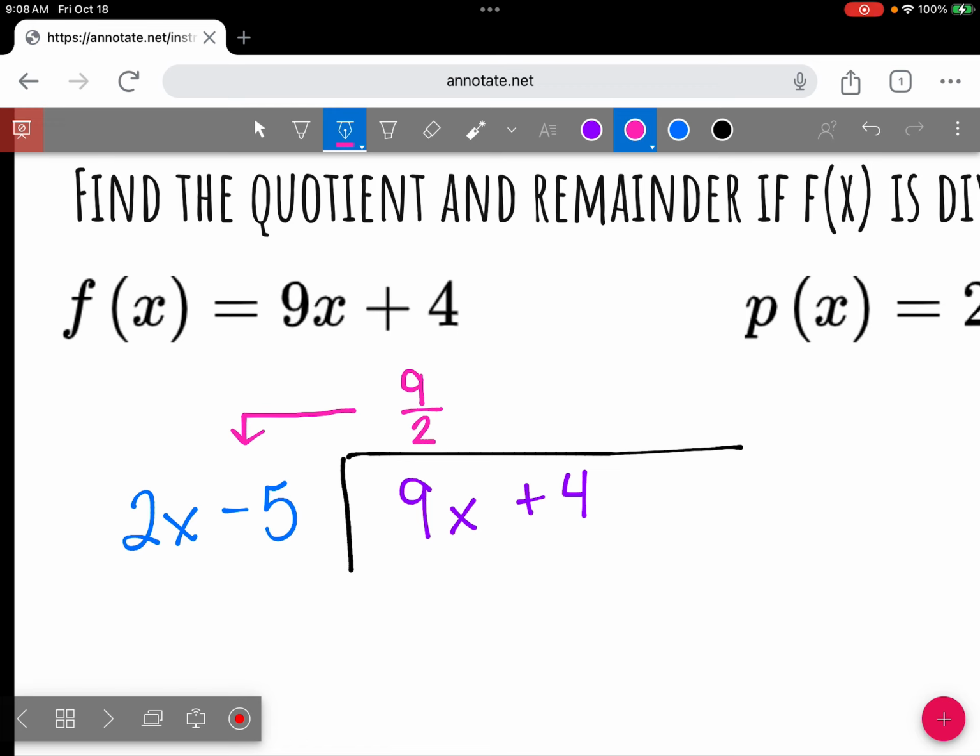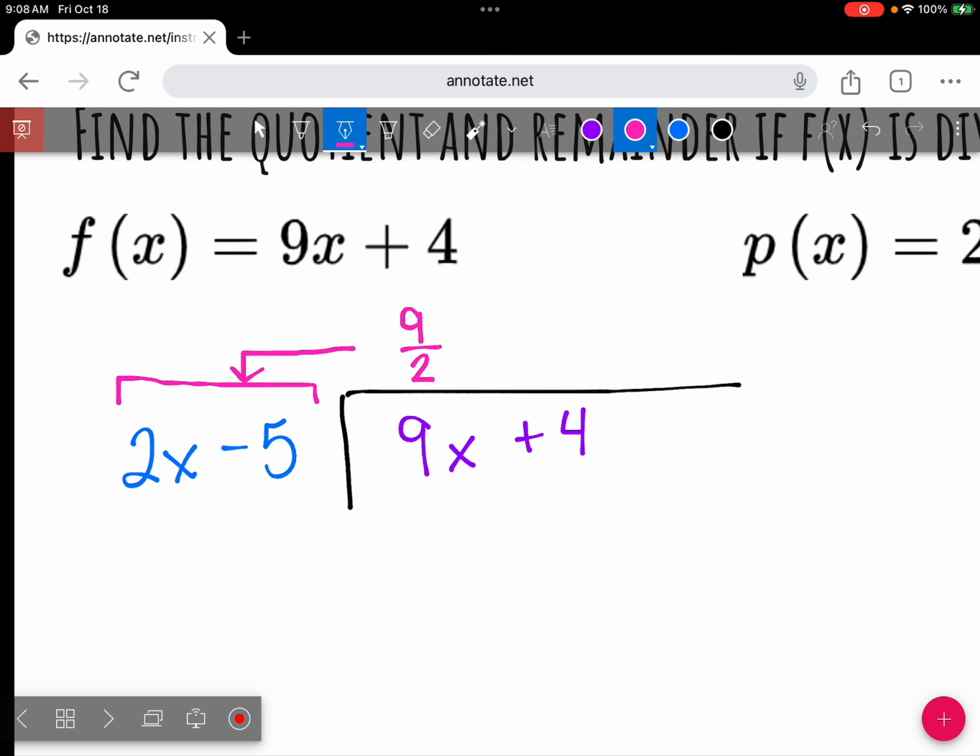So then I'm going to take that 9/2 and multiply it by this whole term down here. 9/2 times 2x gives us 9x. And 9/2 times minus 5: 9 times 5 is 45, so 45/2.